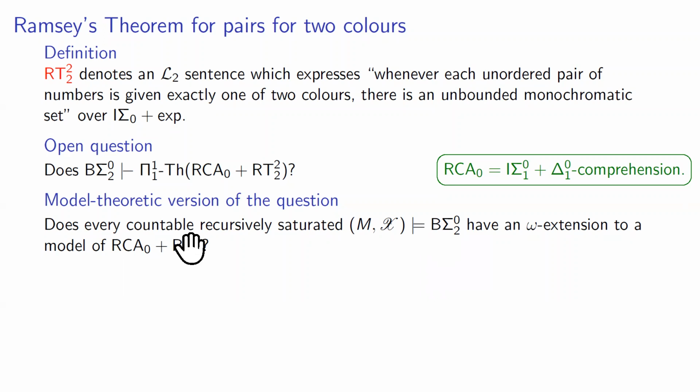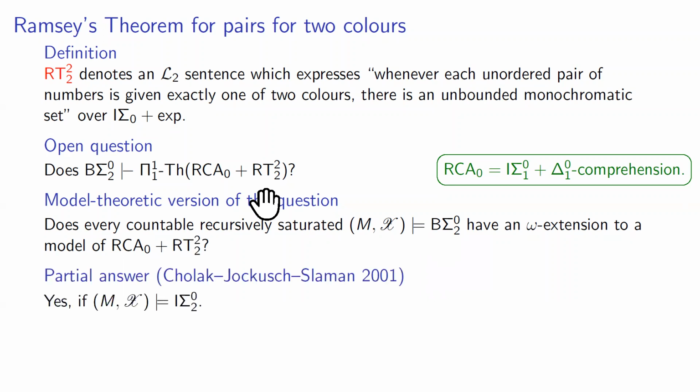But there is a partial answer from Cholak, Jockusch, and Lempp, that if we have a little more induction, not only BΣ02 but IΣ02, which is the next level up, then the answer is yes. So whenever I have a countable recursively saturated model of IΣ02, then I can omega extend it to a model of RT22. Actually, we don't need recursive saturation. And in the extension, we have IΣ02 as well. But we have a positive answer for this question if we have slightly more induction.